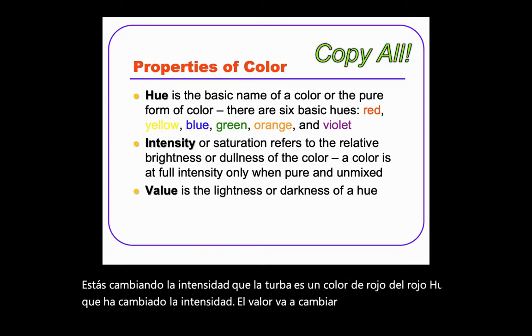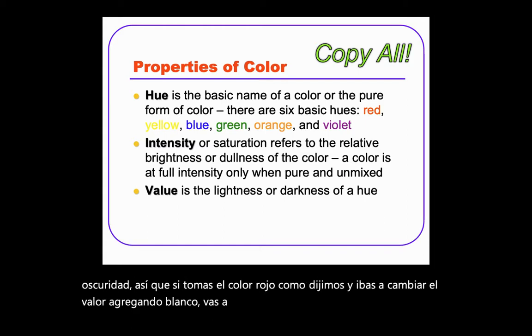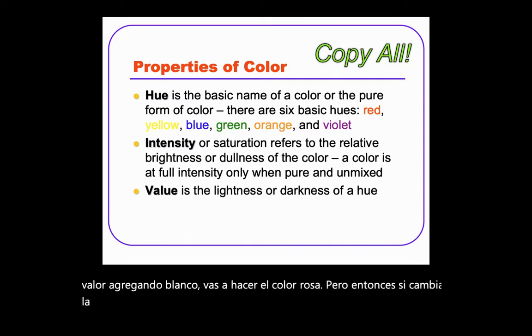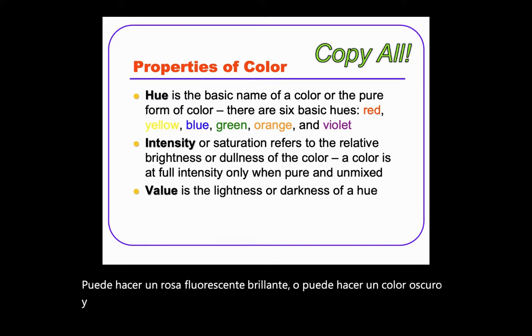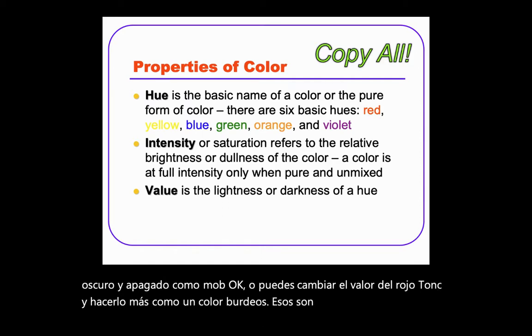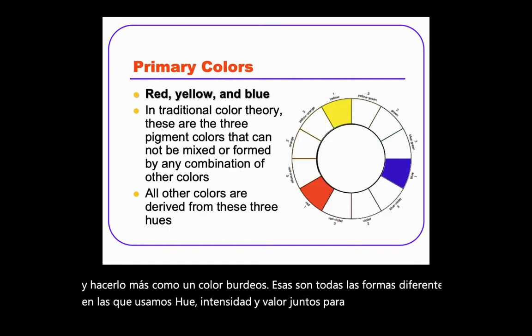Value is going to change the lightness or darkness. So if you take the color red, like we said, and you were to change the value by adding white, you're going to make the color pink. But then if you change the intensity of that pink, you can either make a bright fluorescent pink or you can make a dark dull color like mauve, okay? Or you can change the value of the hue red and make it more like a burgundy color. So those are all different ways that we use hue, intensity, and value together to make different shades of red.